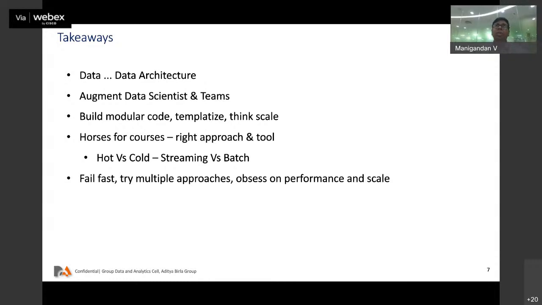Also obsess on performance and scale. Whenever you write code, think about whether this code will perform well in production, whether this approach will scale. Wherever you have a lot of IO, input output, or a lot of network calls, these things are going to slow your entire system down. Say I'm processing 1 million rows in memory and I'm going to save them. Saving them one row at a time is going to create a lot of issues for you.